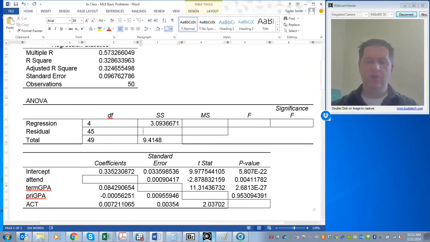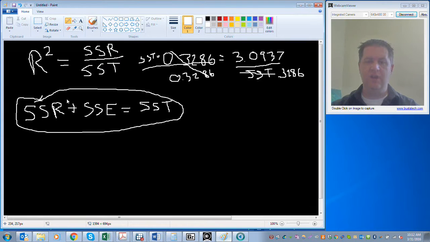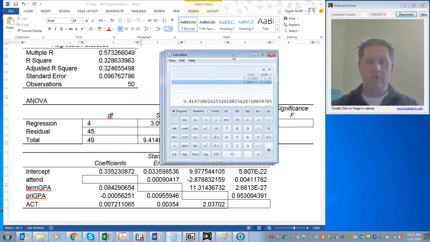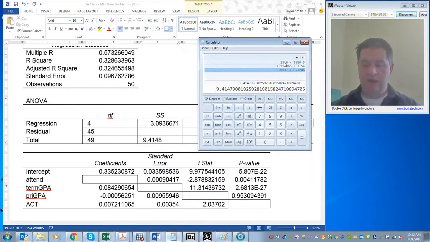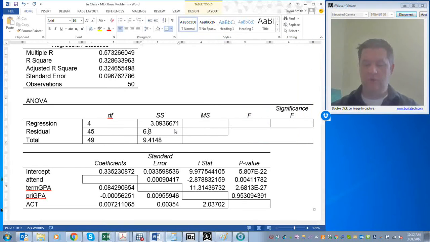Now that we have this, we can use this information and this second formula to figure out our SSE, because we know SSR, we know SST. We know the sum of these two has to give us our SST. So to find our SSE, it's as simple as doing a quick subtraction. The number we just got, minus 3.0937, you only get 6.3211. So 6.3211, and that is our SSE.